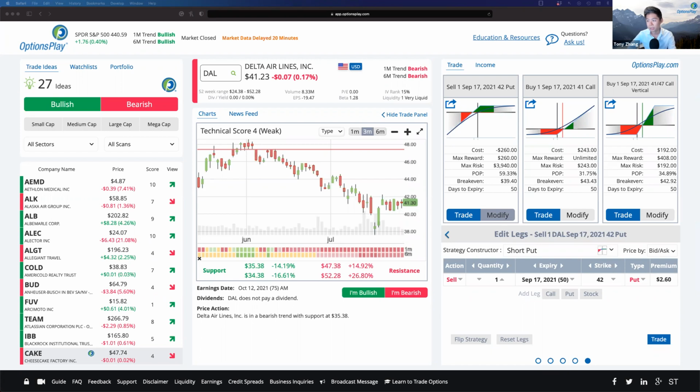What happens if you own a call that's in the money at expiration? Well, your broker will automatically exercise that call or put for you, and you will effectively be long the stock on Monday morning.